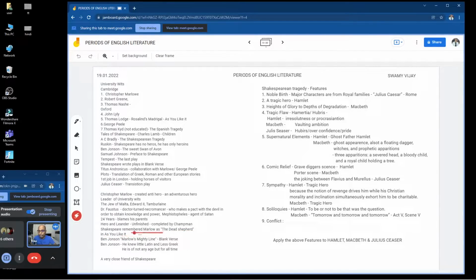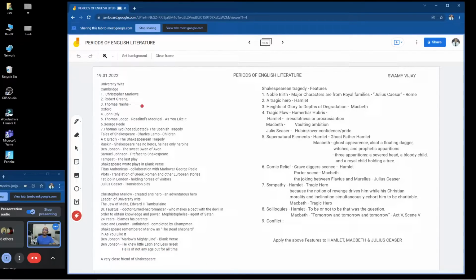If we come to the play today, we may discuss the play also. I have written the notes for As You Like It. So in this play, Shakespeare remembered Christopher Marlowe as the dead shepherd, and Ben Jonson called it Marlowe's mighty line. So what is Marlowe's mighty line? It is blank verse. And then Ben Jonson said about Shakespeare, he knew little Latin and less Greek, and he is not of an age but for all time.